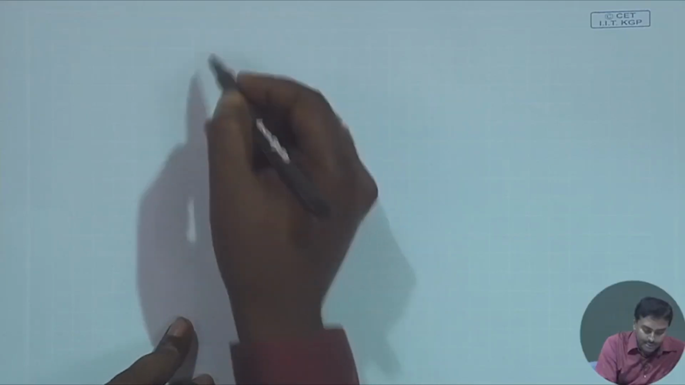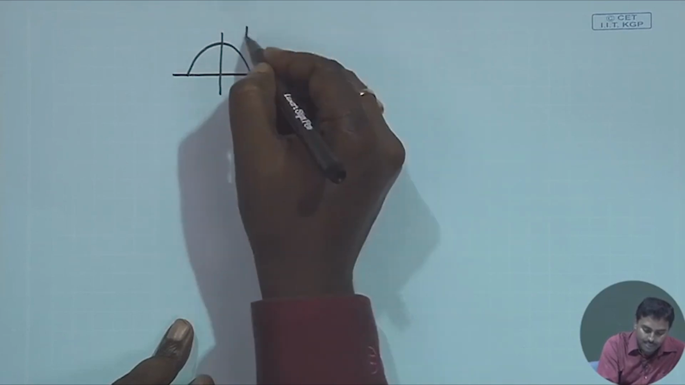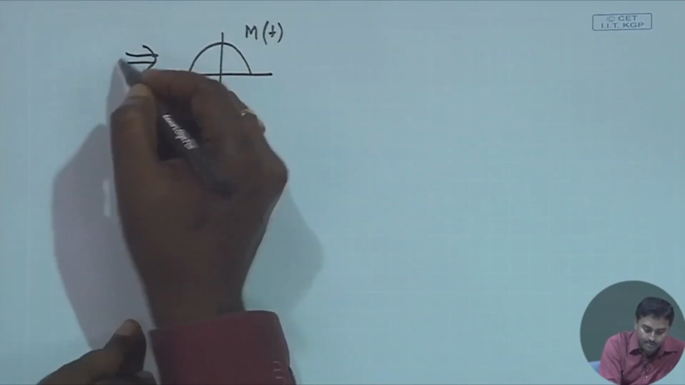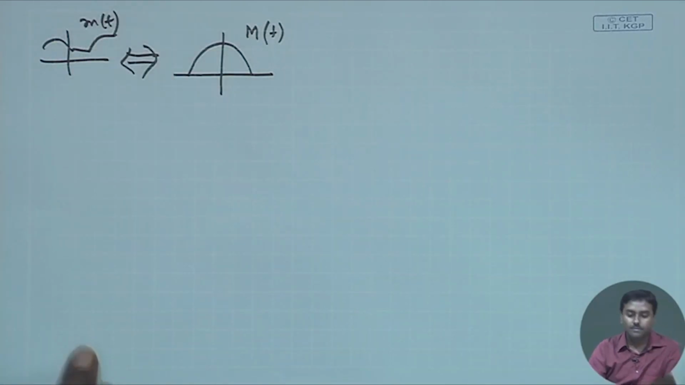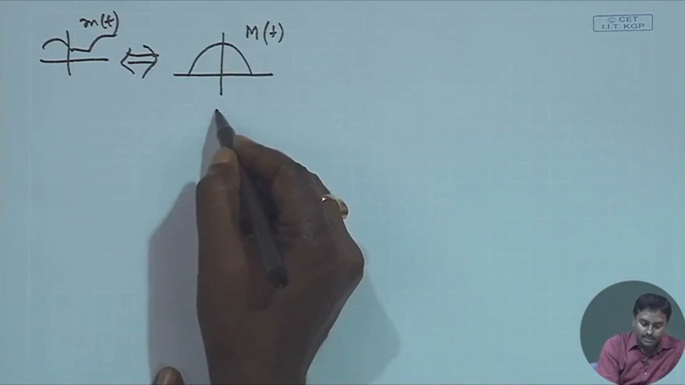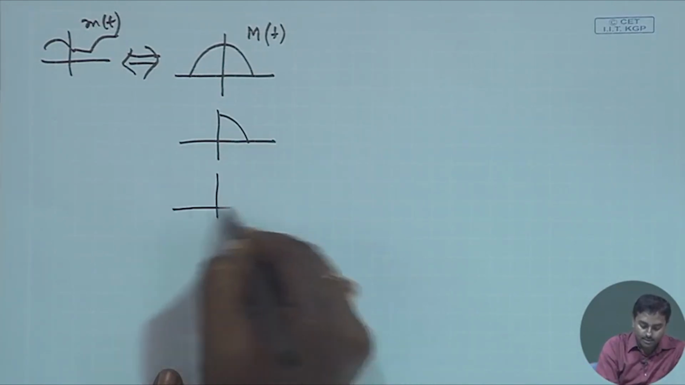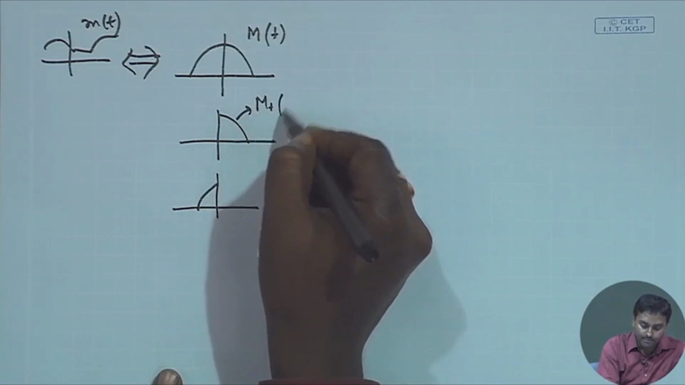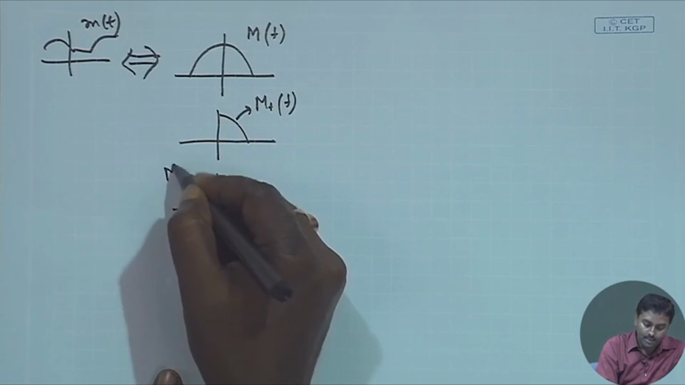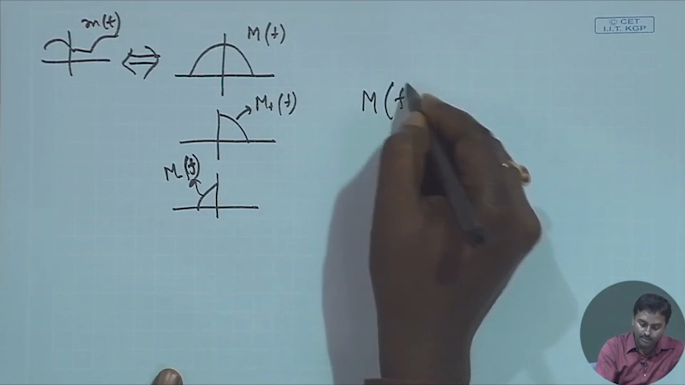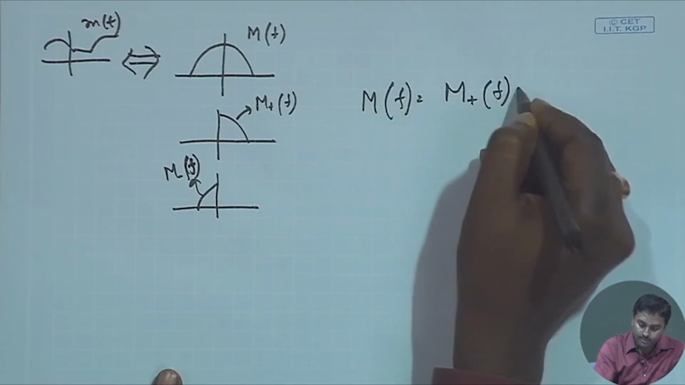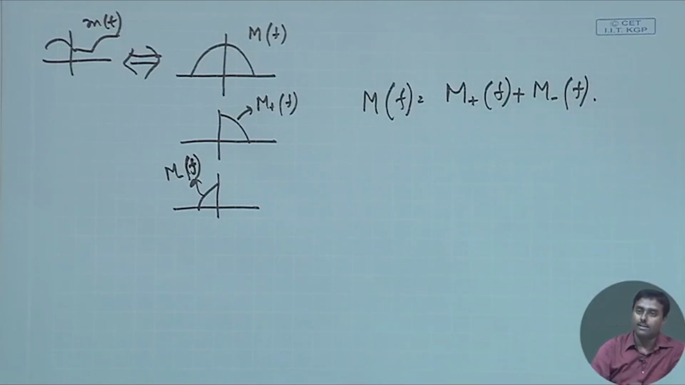So first let us go back to my original proposition, that a signal M(f), which is the frequency domain representation of some m(t). Let us say this is my m(t). This signal can be represented as this plus this, where this is my M plus (f) and this is my M minus (f), right, where I represent M(f) as M plus (f) plus M minus (f).